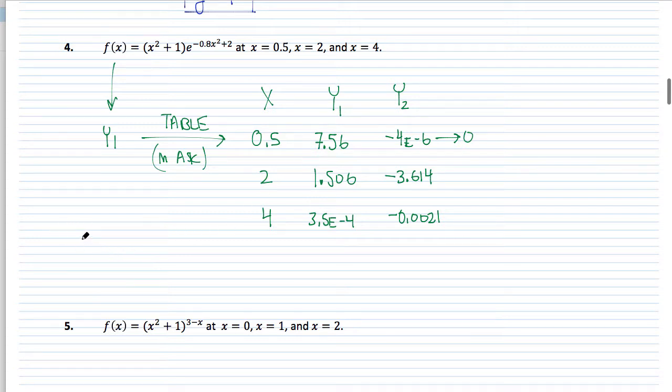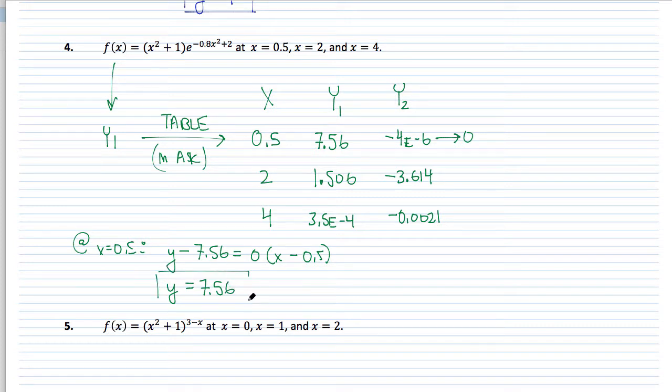So let's go ahead and write our equations. So at x equals 0.5, our equation will be y minus our y function value, which is 7.56, equals our slope, which we said is 0, times x minus 0.5. So this whole side is 0, which means my tangent is actually just a horizontal line again of about 7.56 y value.